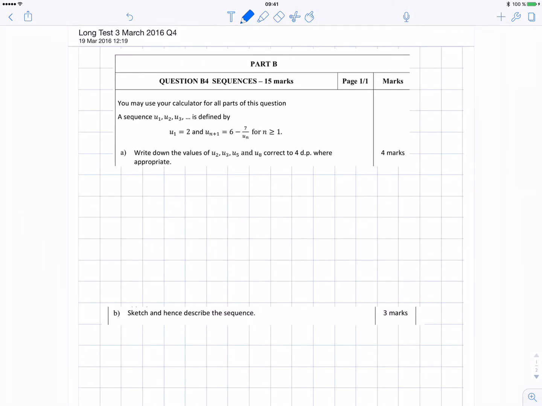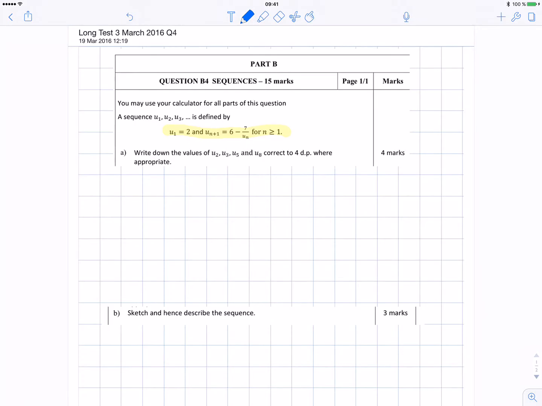So this is the fourth question of the 2016 March calculator paper, and I'm going to be doing the question on sequences. I've already defined this function in my calculator on a graph by doing menu 3 then 7 for the sequences, and defined it. Now I have to define it in a slightly different way by doing u1n and then u1n minus 1.